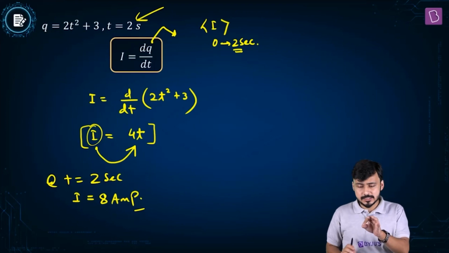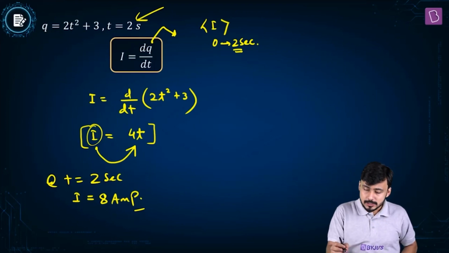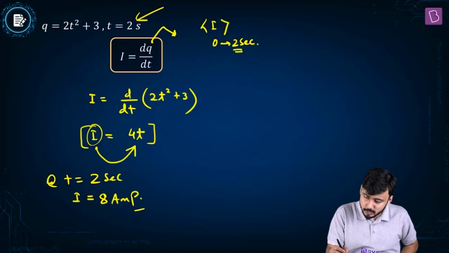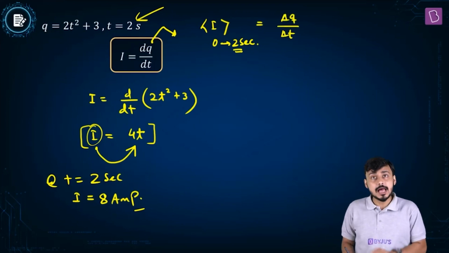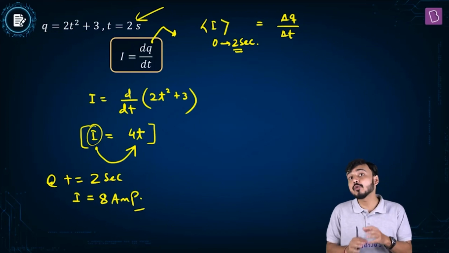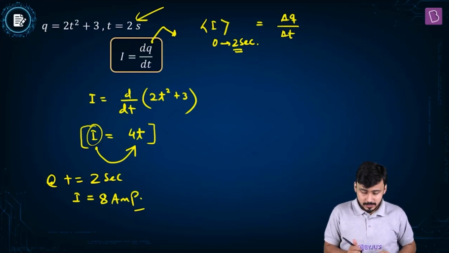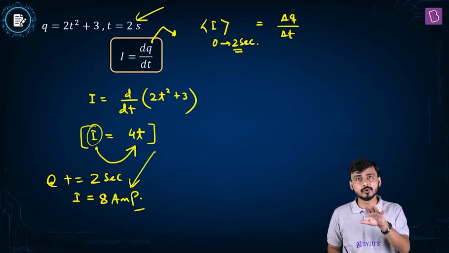There are multiple options to do this. How? You can do this as delta Q by delta T. I'm just giving you an example of what else can be asked in this, right? In this case, your answer is 8 ampere, that's okay.